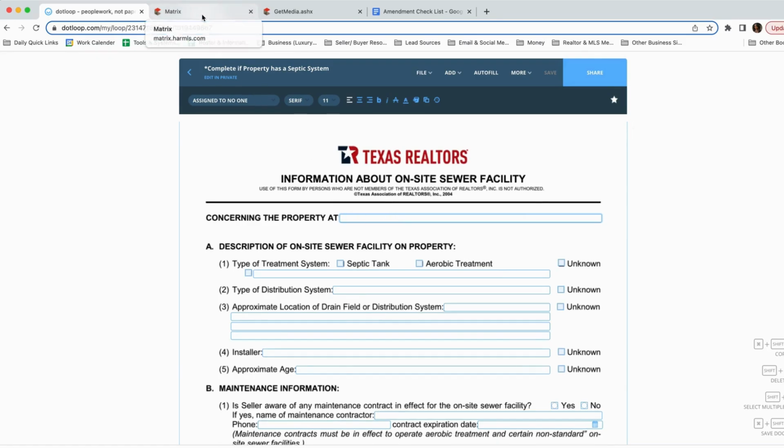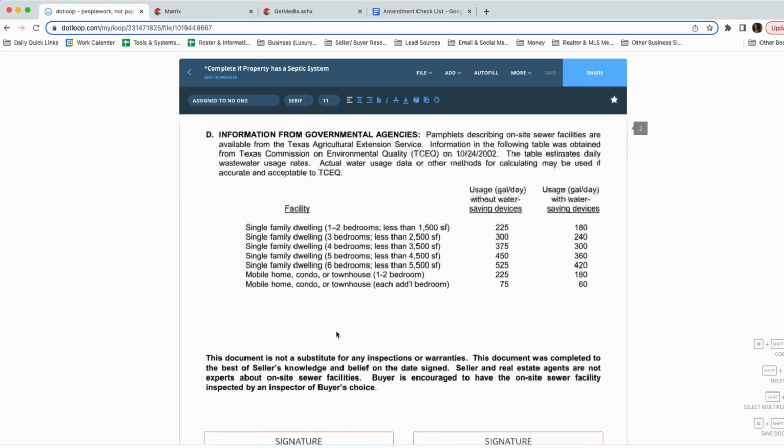Guys, don't think just because a property's in a MUD, it doesn't have an on-site sewer facility. I've seen properties on sewer that had a MUD or on city water, and they still had an on-site sewer, because possibly somebody else owned the property a long time ago, and they had a house with a well and septic, and all of a sudden the surrounding area got converted into city, and they still had that well and septic. There are still rules and regulations about using it, so you want to be aware of that.